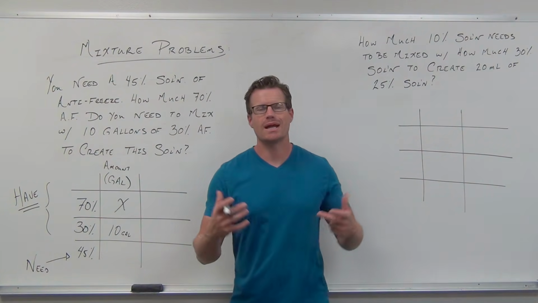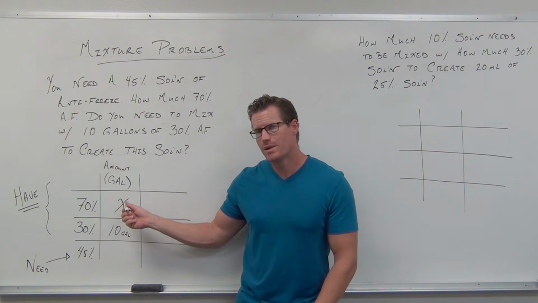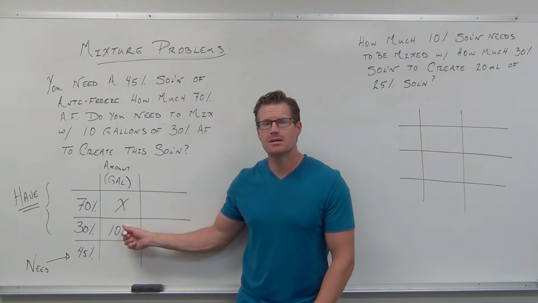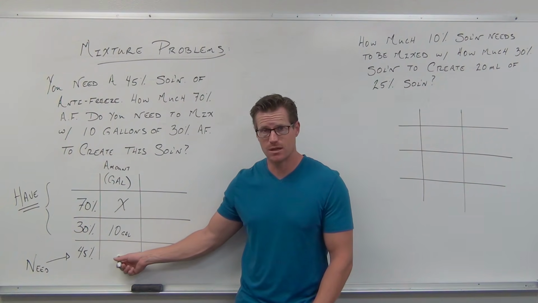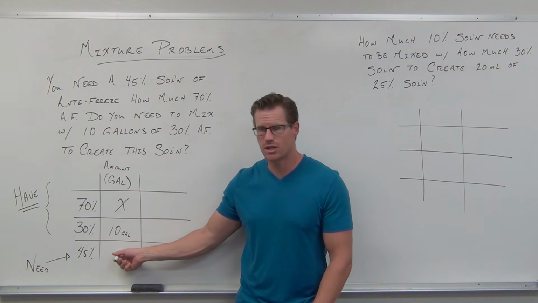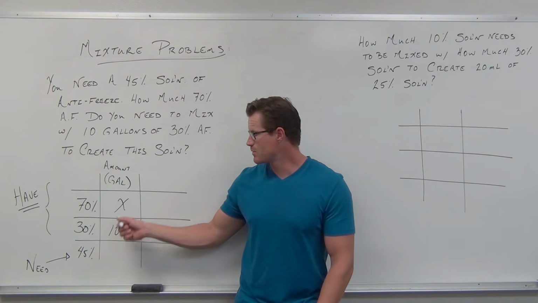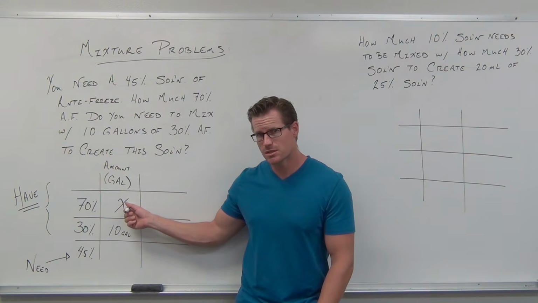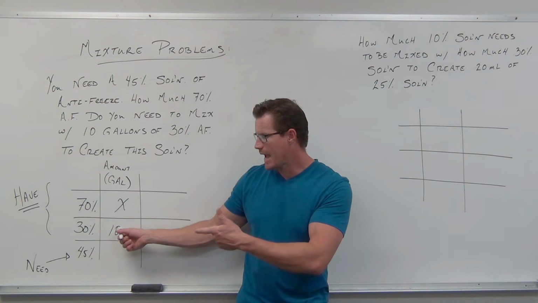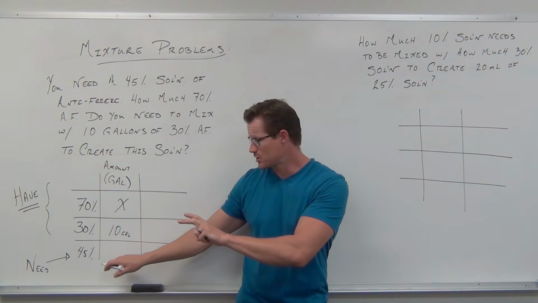Here's the big deal. Here's what I have to have you understand. However many gallons of this you mix with however many gallons of this must equal however many gallons of this. In other words, if you're mixing 5 gallons with 10 gallons, you're going to get 15 gallons. If you're mixing 20 gallons with 10 gallons, you're going to get 30 gallons. If you're mixing I don't know how many gallons with 10 gallons, you're going to add them. These have to add up. So what you have has to add up to what you need.